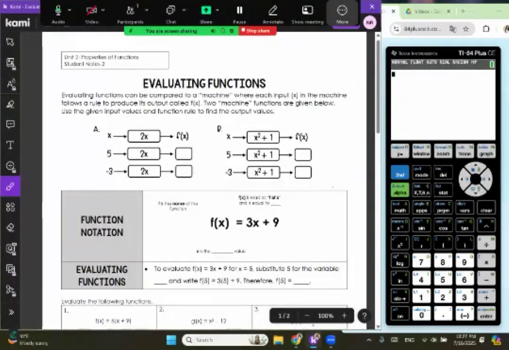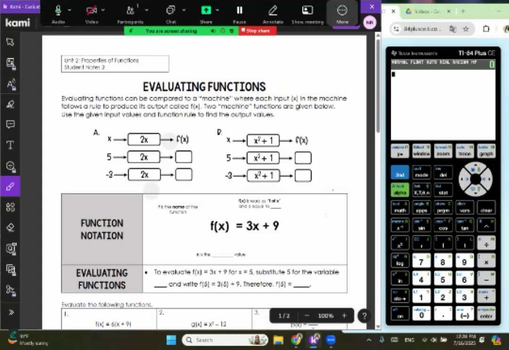Evaluating functions can be compared to a machine where each input follows a rule to produce its output. In order, you follow a certain rule, and you get a certain result. Two machine functions are given below. Use the given input values and function rule to find its output values. Okay. Well, here they want us to take the x in this machine right here.